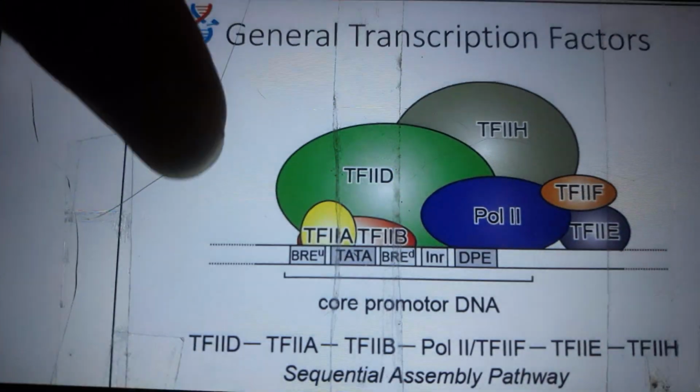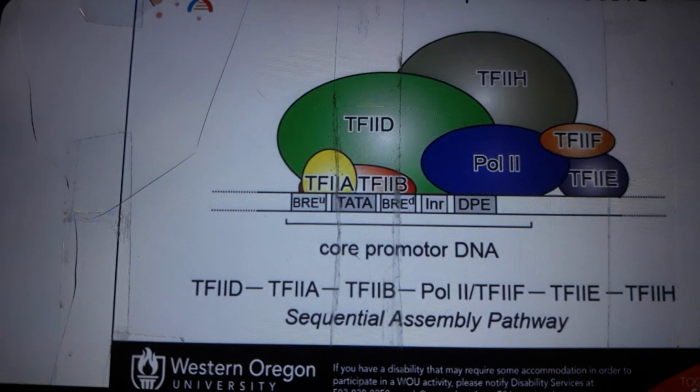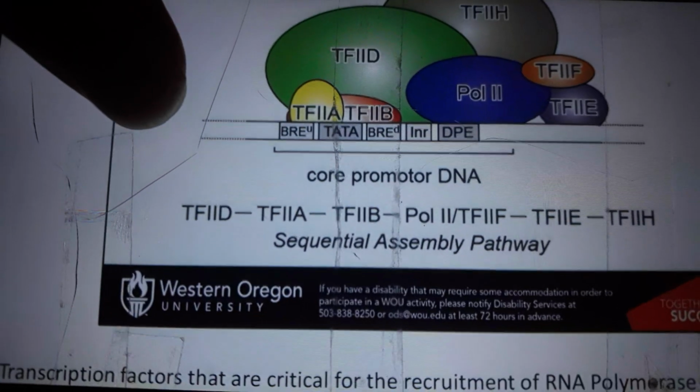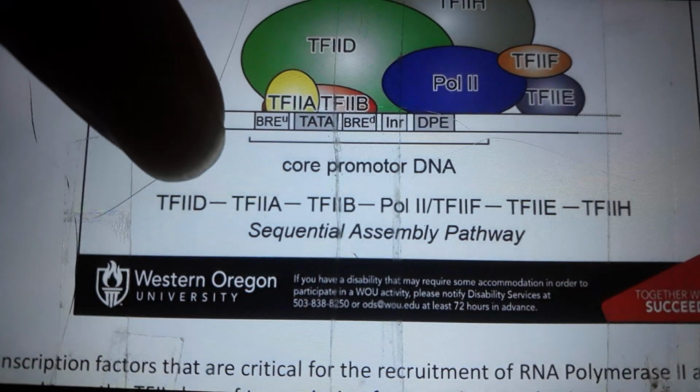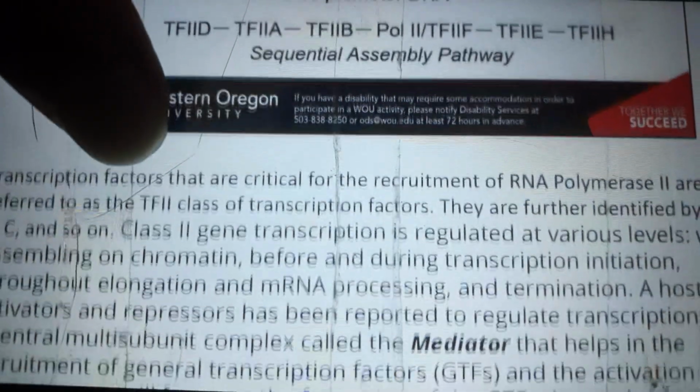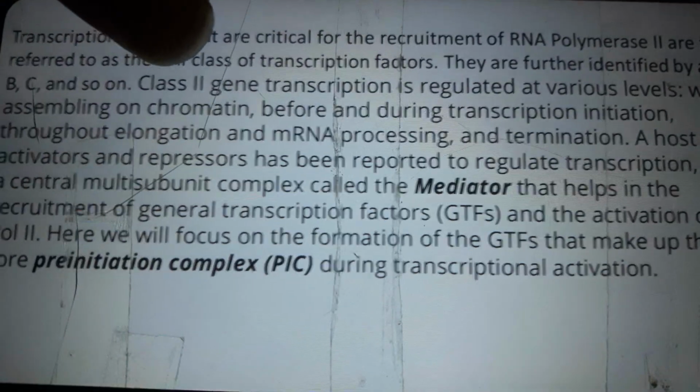Now, the general transcription factors, the TFIID, TFIIH, TFIIF, the Pol 2, TFIIE, the TFIIA, and TFIIB, all right? Core promoter DNA, and the sequential assembly pathway.